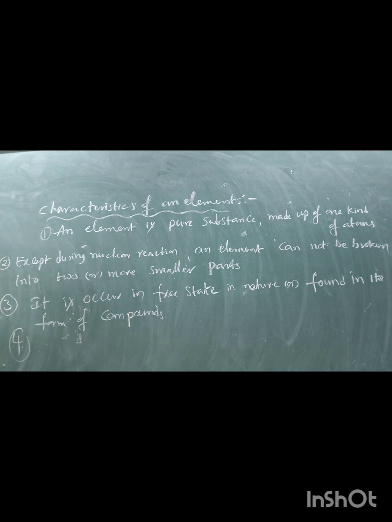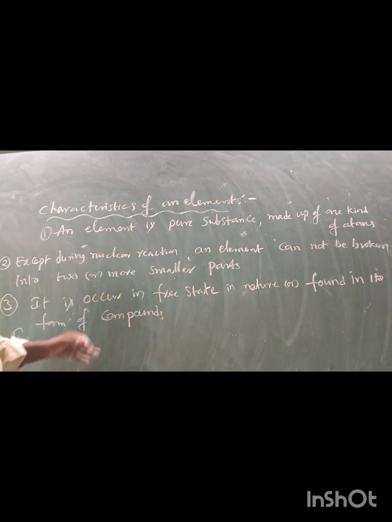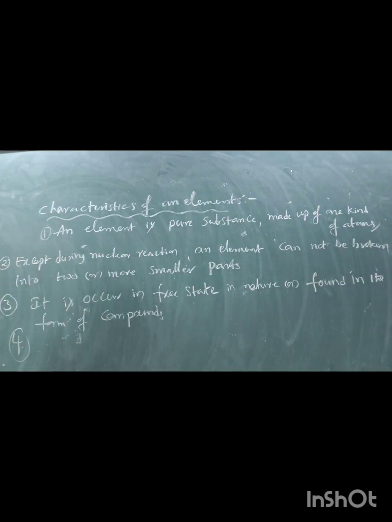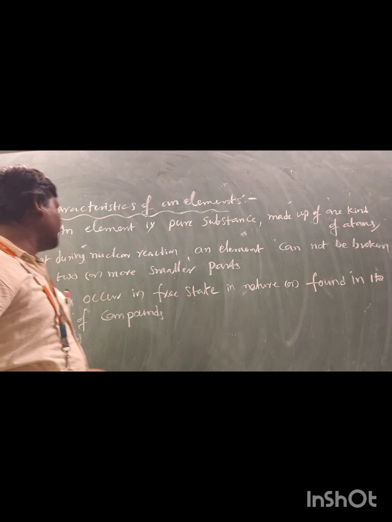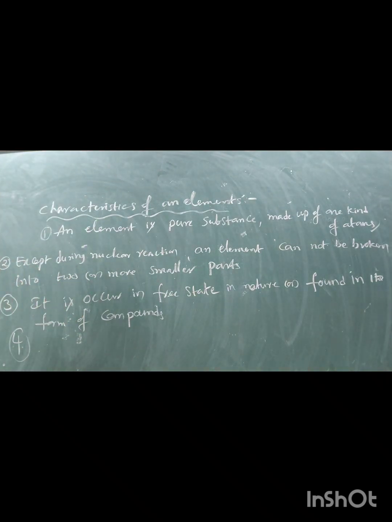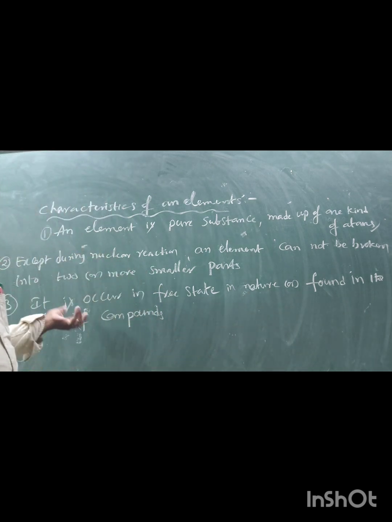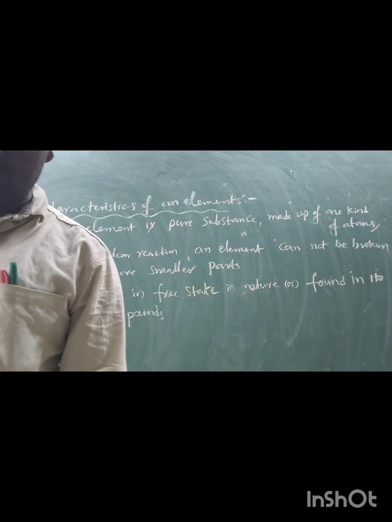First characteristic is, it is a pure substance. It is made up of only one kind of atoms. Except nuclear reactions, an element cannot be broken down into further simpler parts. And third characteristic is, these are available in the free state in nature, or found in a compound form. An element is available in a free state as well as in a combined form.